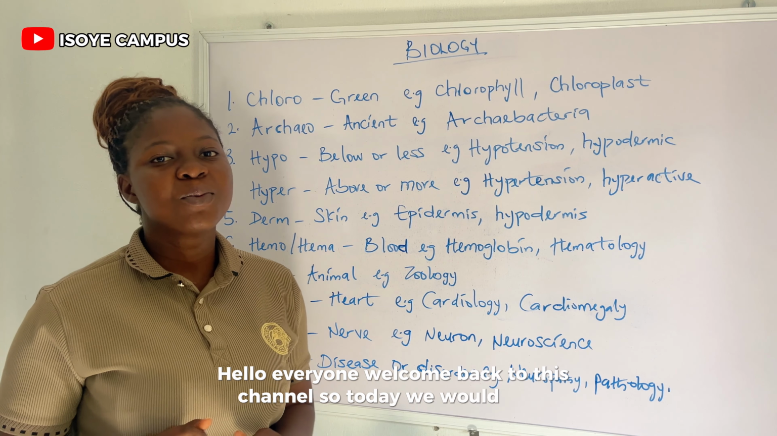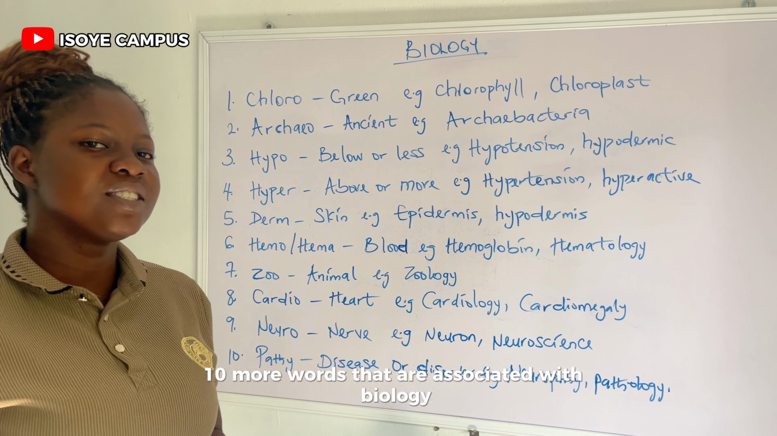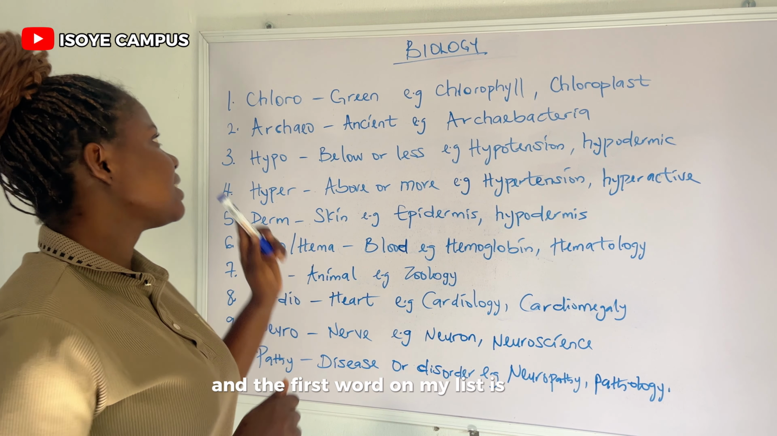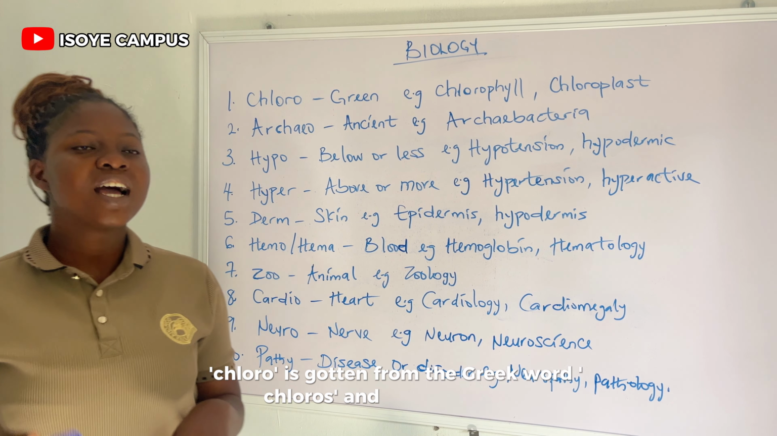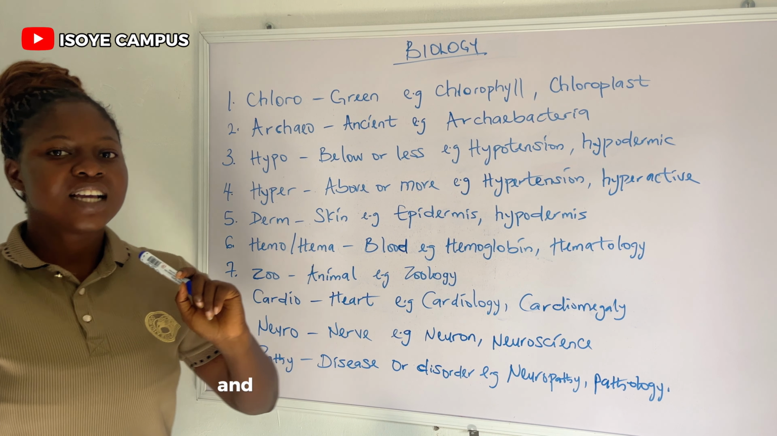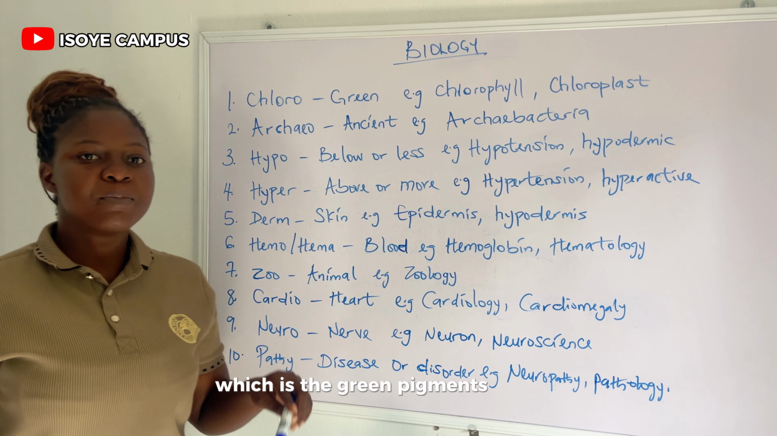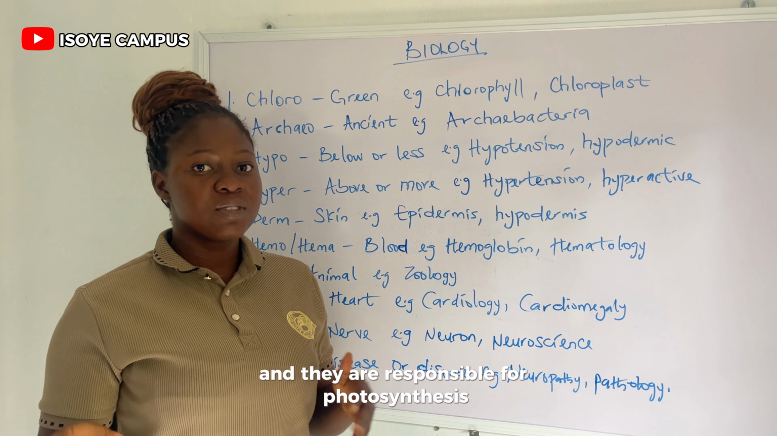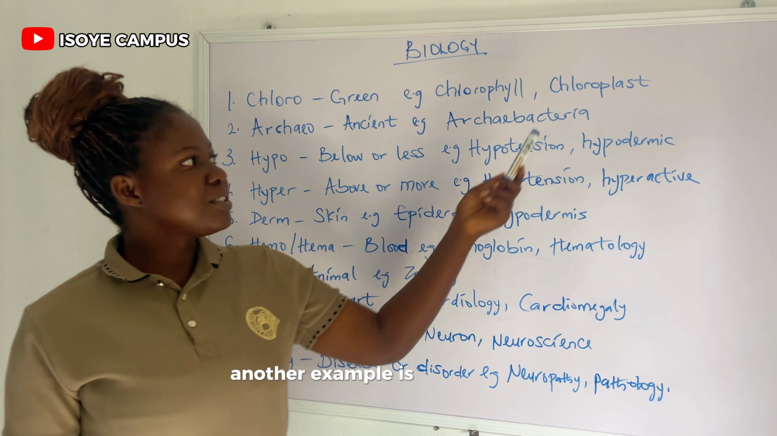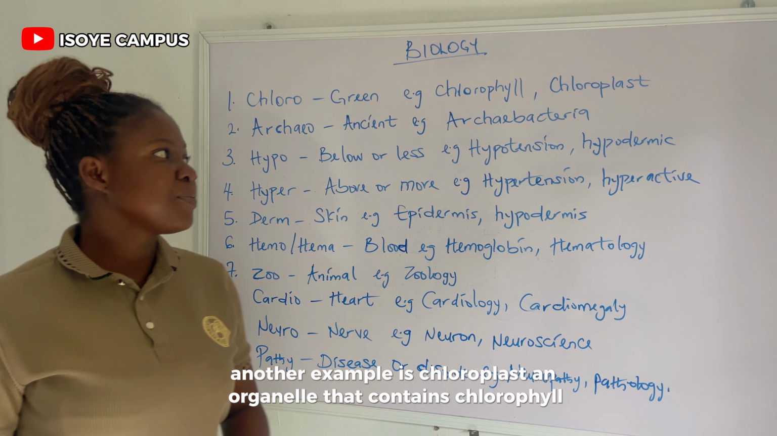So today we will learn 10 more words that are associated with biology, and the first word on my list is chloro. Chloro is gotten from the Greek word chloros and it means green. An example of that is chlorophyll, which is the green pigment in leaves, and it is responsible for photosynthesis. Another example is chloroplast, an organelle that contains chlorophyll.